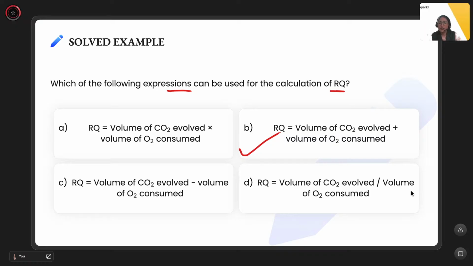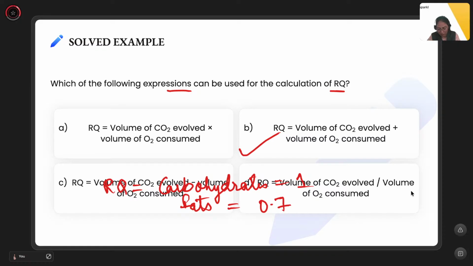Right? Now if you get direct questions here, RQ of different compounds can be asked. For example, in case of carbohydrates, RQ is equivalent to 1. Okay. If I talk about fats, in the case of fats it is nearly 0.7. NCERT has given the example of tripalmitic acid, tripalmitin. If I talk about proteins, it is nearly 0.9, less than 1. Okay, so this you must remember.